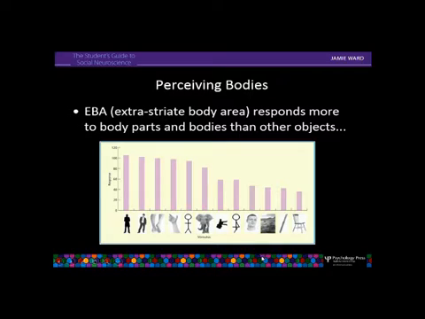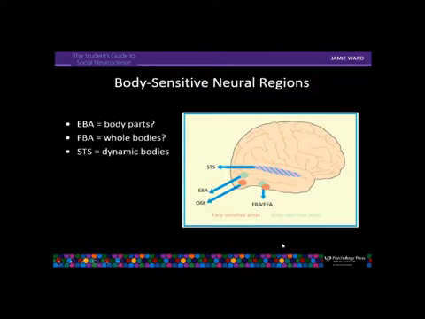So it responds to a person's face as much as it responds to a chair. So it's certainly not responding to social stimuli in any very broad sense here. It is more specific than that. The extrastriate body area is on the occipital lobes here on the outside, obviously high-level vision.